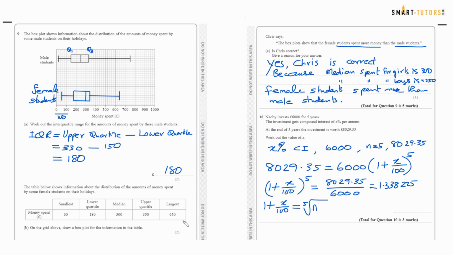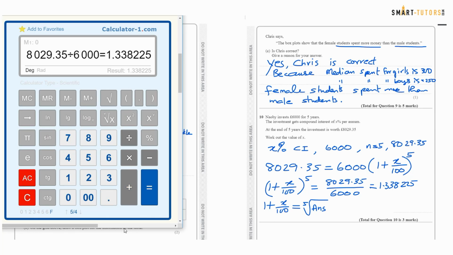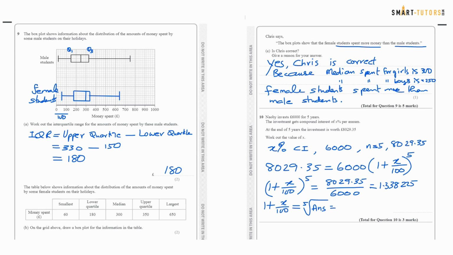So let me do the continuation here. x over 100 equals, we are taking away the 1 from both sides, so 1.06 minus 1, which is 0.06, and multiply both sides by 100, so x equals 0.06 times 100, and that gives 6%. So 6% is the compound interest.